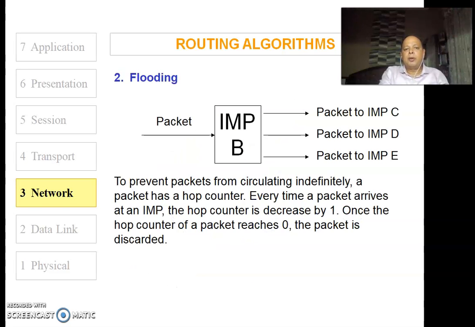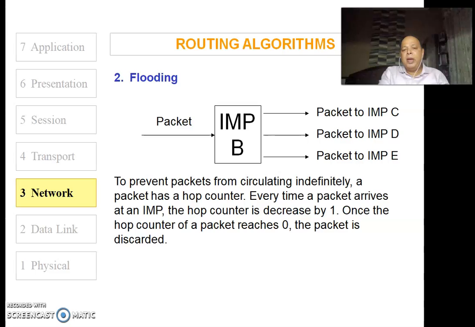Another important aspect of the routing algorithm is flooding. In order to prevent packets from circulating indefinitely, a packet has a hop counter. You must have seen, if you use a command called traceroute, these hops from the transmitter to the receiver. There are a certain number of hops and there is a hop counter. After that hop counter is exhausted, the packet is dropped from the network so that it is prevented from moving indefinitely over the network.